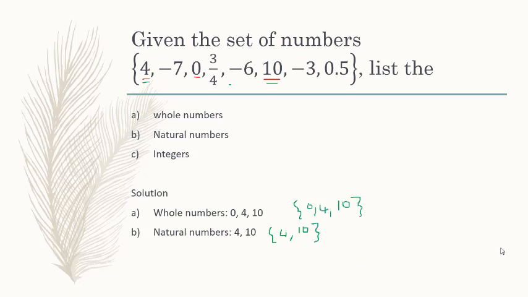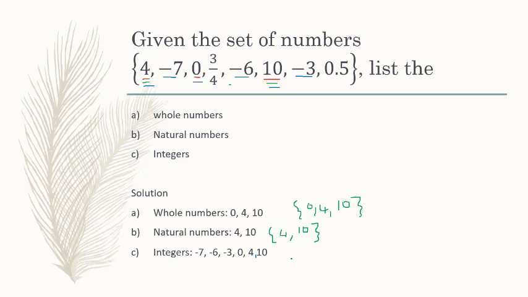Okay, or blue. Remember that the integers are the negative numbers, 0, and positive numbers. Then we have -7 is an integer, -6 is an integer, -3 is an integer, 0 is an integer, 4 is an integer, and 10 is an integer, which gave us this. We have integers -7, -6, -3, 0, 4, and 10. These are our integers. I hope you understand, guys.